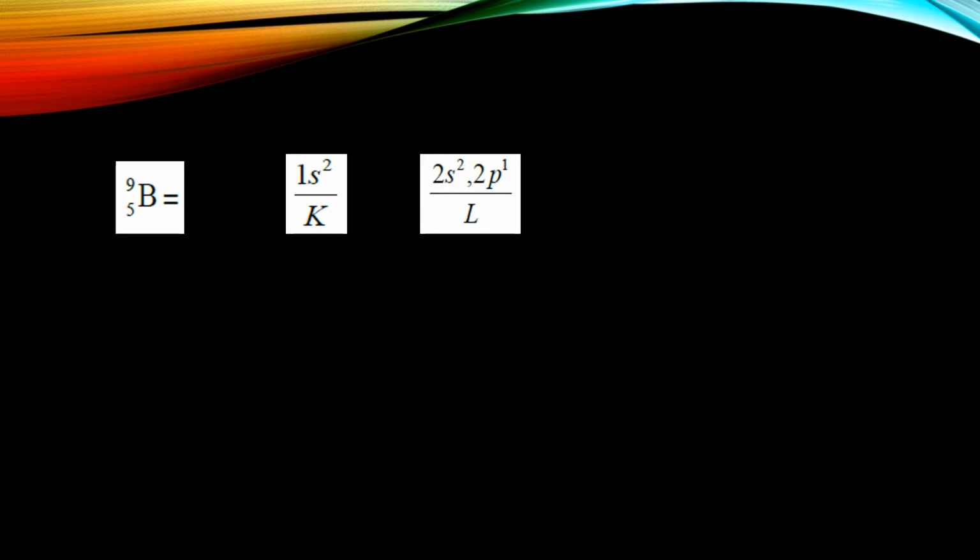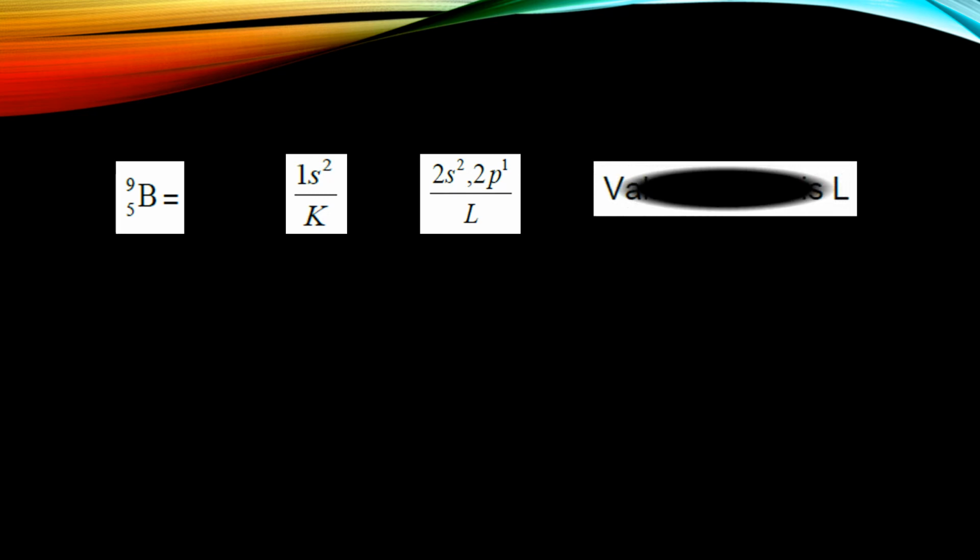Another example you can see is boron. Atomic number is 5 and atomic mass is 9. First of all we will write down the electronic configuration of boron. First shell, that is the K shell, containing the 1s orbital, L shell containing the 2s and 2p orbitals, and so there are a total of 5 electrons. So electronic configuration will be 1s2, 2s2 and 2p1.